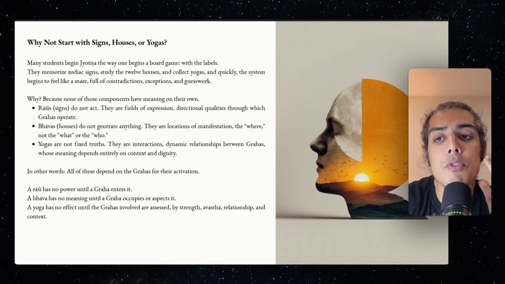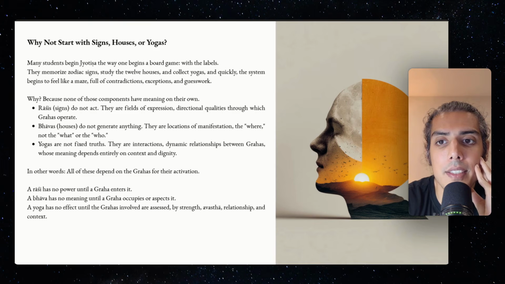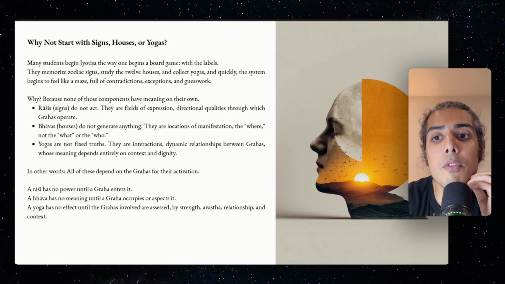Many students begin with Jyotish the way one begins a board game, right? With labels. They memorize zodiac signs, study the 12 houses, collect yogas, and quickly the system begins to feel like a maze, full of contradictions, exceptions, and guesswork. Why? Because none of those components have meaning on their own.